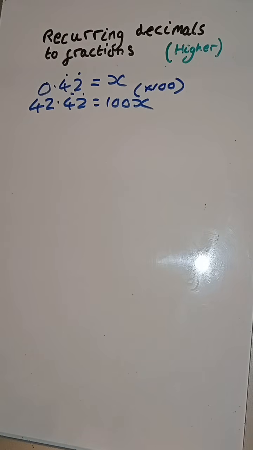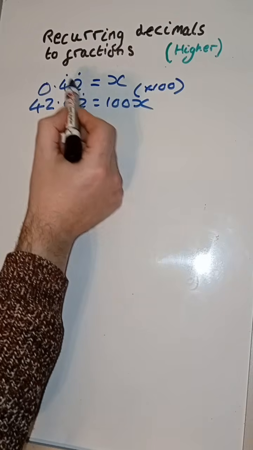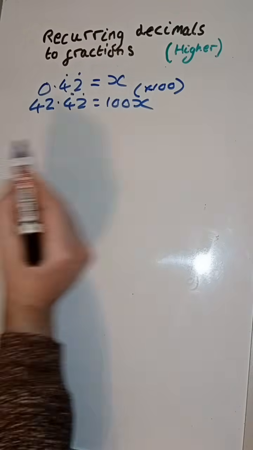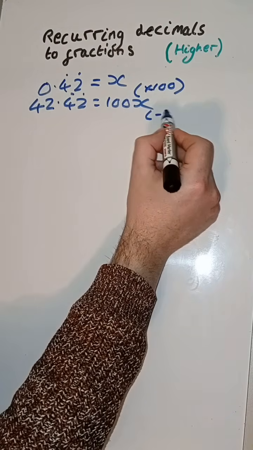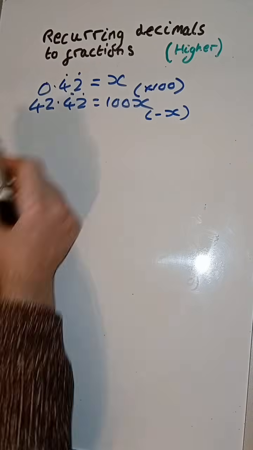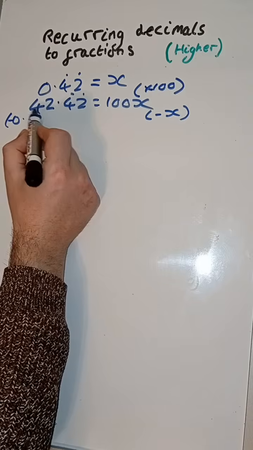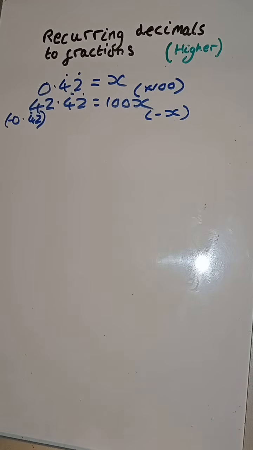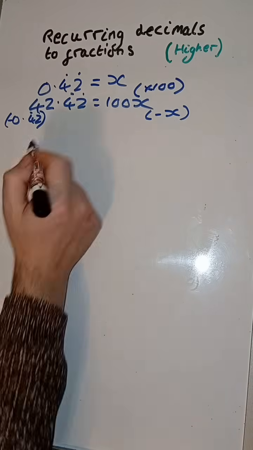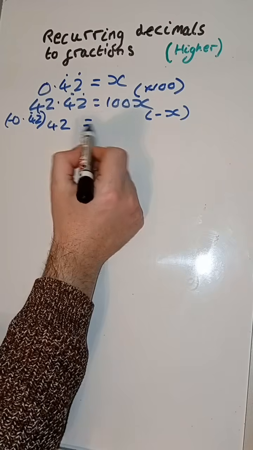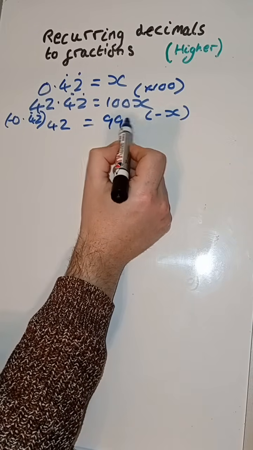And there we go. So now we do a takeaway, and we've got to line these up. You can see they're already lined up, so we're just going to take away a single x. Sometimes we might need to take away 10x or 100x. So take away x on this side. That looks like taking away 0.42 recurring. There we go. So let's do our takeaway. So we've got 42, and that's equal to 99x.